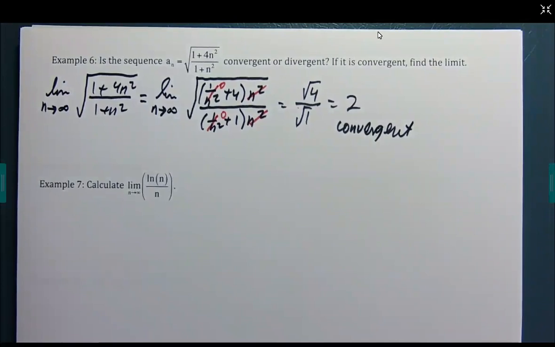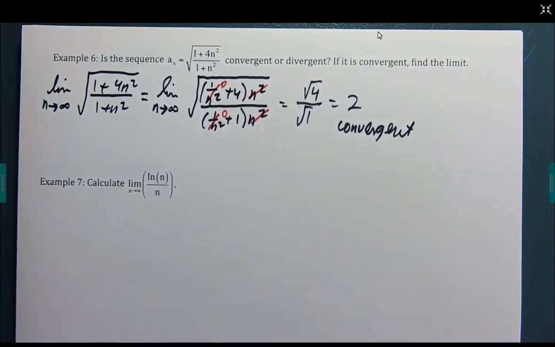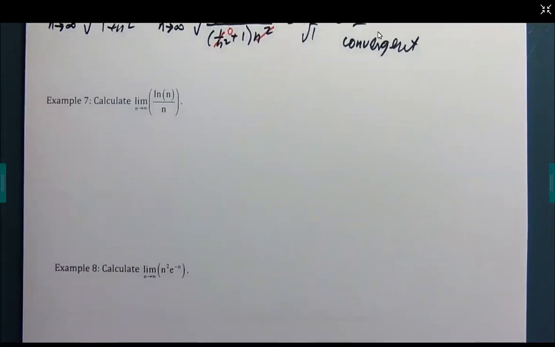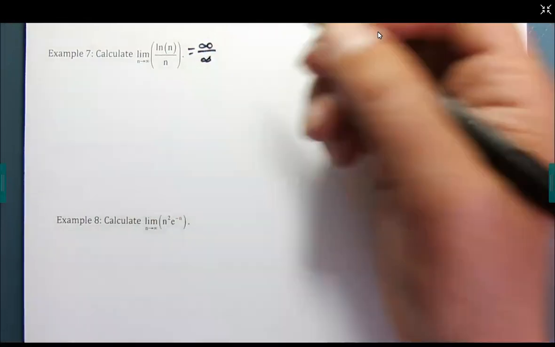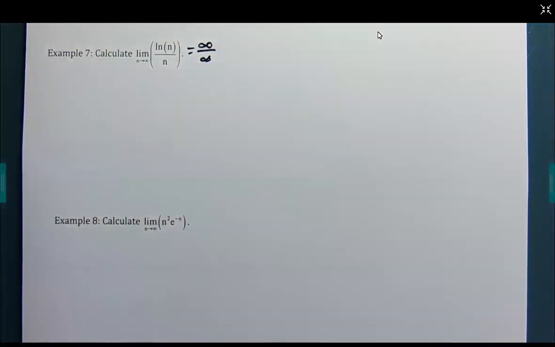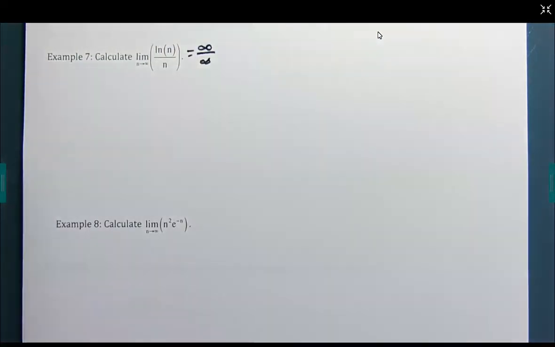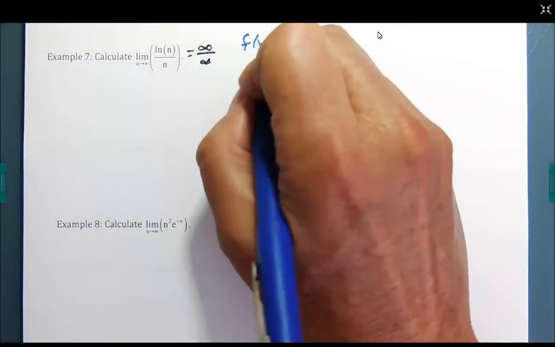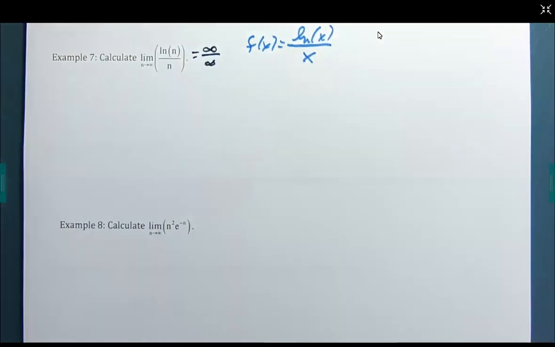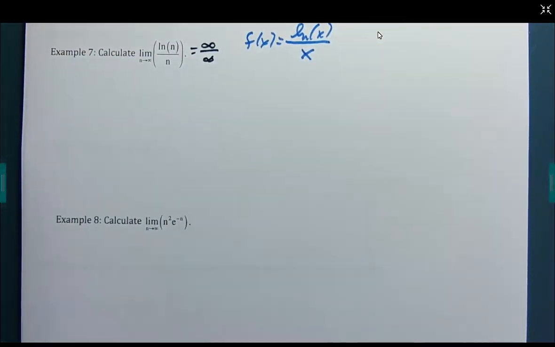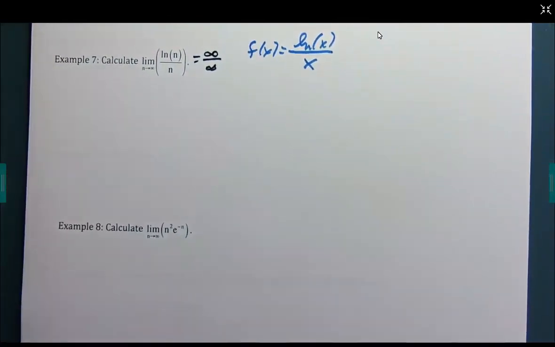All right, number 7 is somewhat of a game changer here. Let's get that up. First off, notice that I'm going to get infinity over infinity. So let's do L'Hopital's, but we have to be extra careful. It's a discrete function, which means I can't take the derivative, but I'm going to use the function f of x as the ln of x, a continuous function, over x, which is a continuous function. This I can take the limit of. And the nice thing is, whatever this limit goes to, the discrete one is also going to go to.